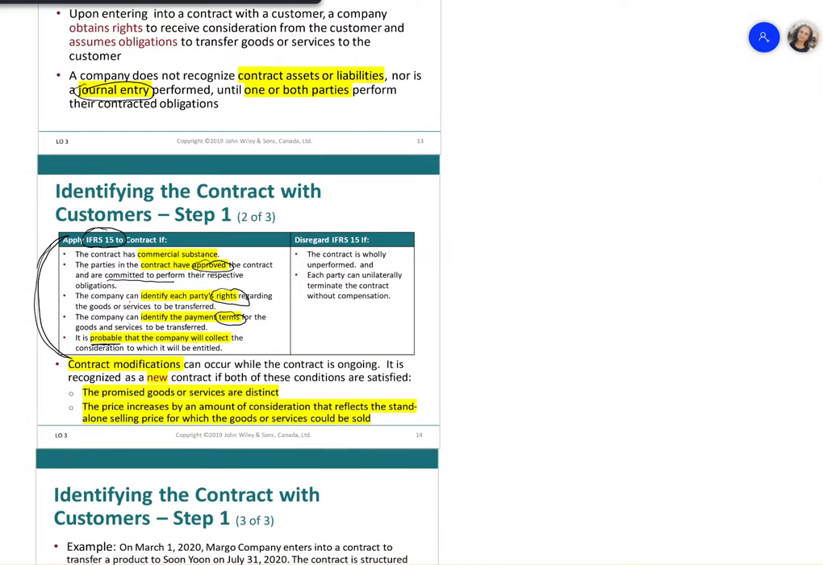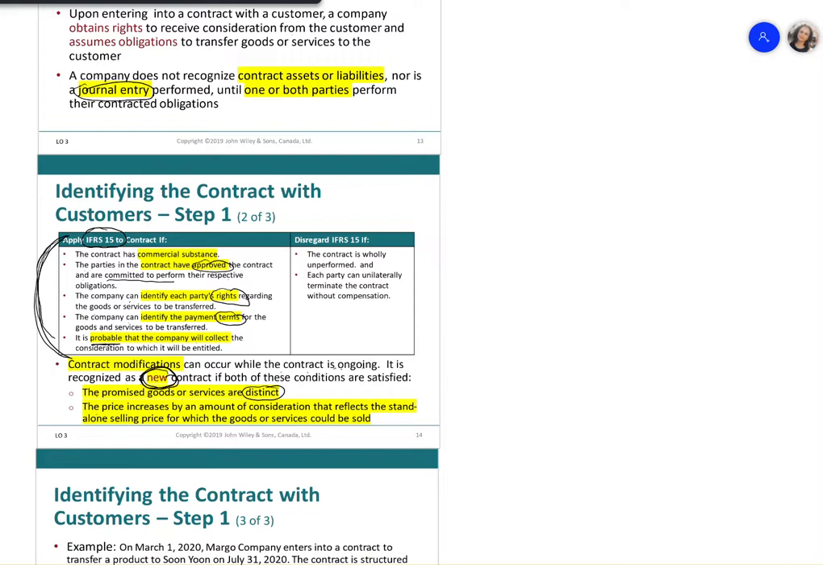Now this contract that we created can be modified. If the contract is within a year, 6 months later, we can modify the contract. If you modify the contract, then you have to meet two conditions. The promised goods or services are distinct, and the price increases. The contract modification can occur while the contract is ongoing. It is recognized as a new contract.